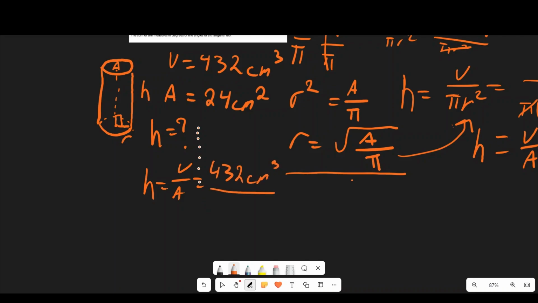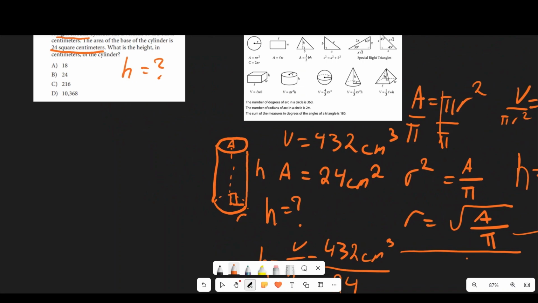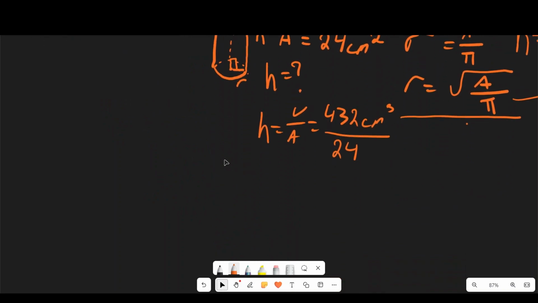And then A is 24 centimeters squared. So they also want h in centimeters, right? So notice we have centimeters cubed on the top and centimeters squared on the bottom. Whenever you're dividing exponents, it's basically as if you are subtracting the exponents, right? So 3 minus 2 is going to be 1. So that means our answer will be in centimeters, right? Which is what we want, which is good.